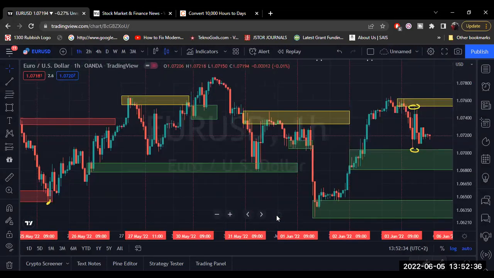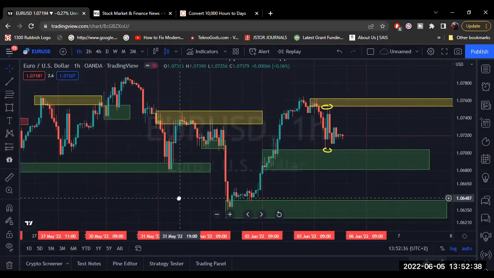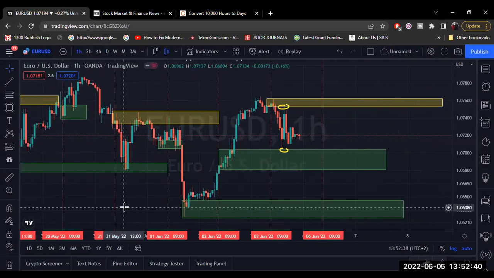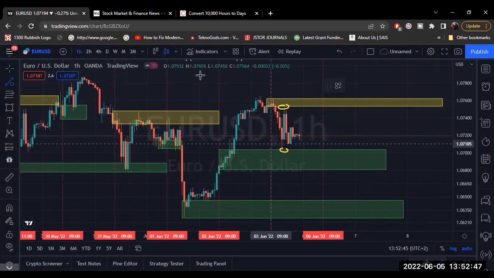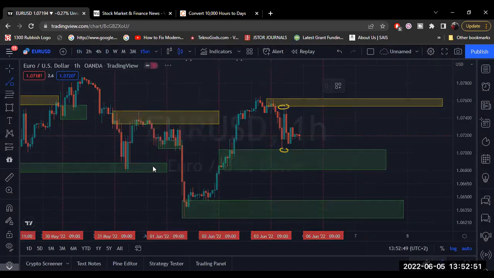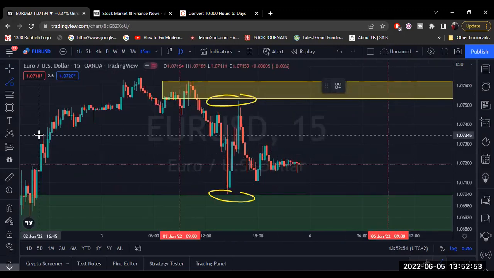And this was the play. This is what people dance about. This is what people want to over-risk their account for. This is silly. I'm on the 1 hour time frame on Euro USD. This is the movement of NFP. I just want you guys to see this stuff in real time. I'm going to drop down all the way to the 15 minute chart.